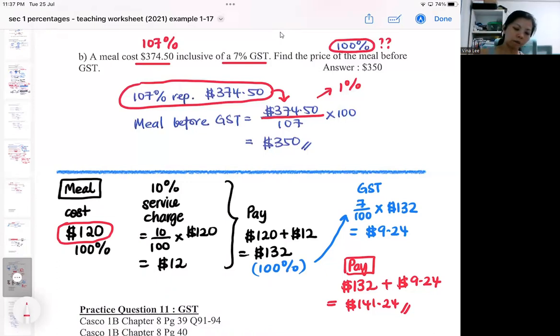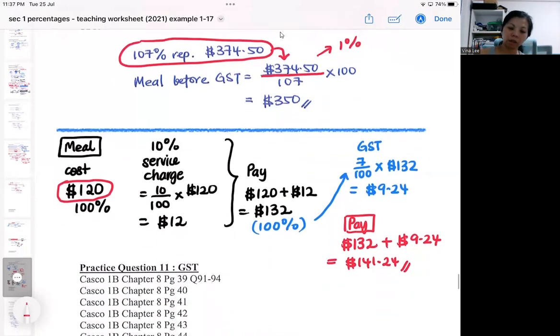Okay, so you must be clear about this. So it will not be 10% and 7% become 117%. No, you calculate step by step. You calculate the service charge first, then that will become a new 100%. Then you calculate the GST.